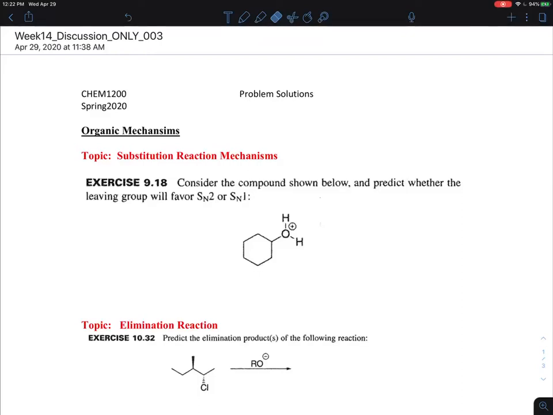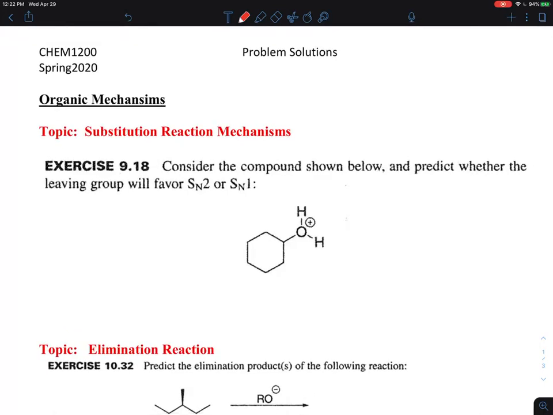So, okay, I'm going to solve this problem, problem two in the exercise for discussion. Let's see. Consider the compound shown below. Predict whether the leaving group, so I'm going to pay attention to the leaving group, will favor SN2 or SN1. And so I'm looking at this. This is essentially the positive charge of the leaving group.